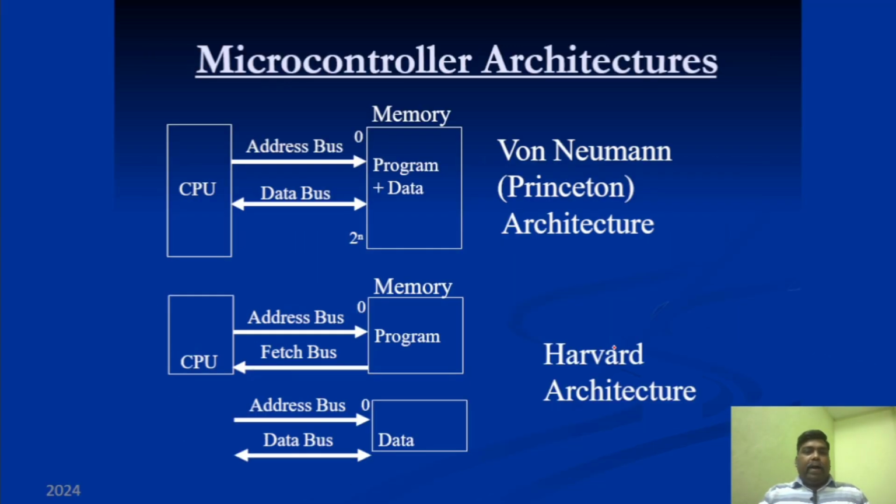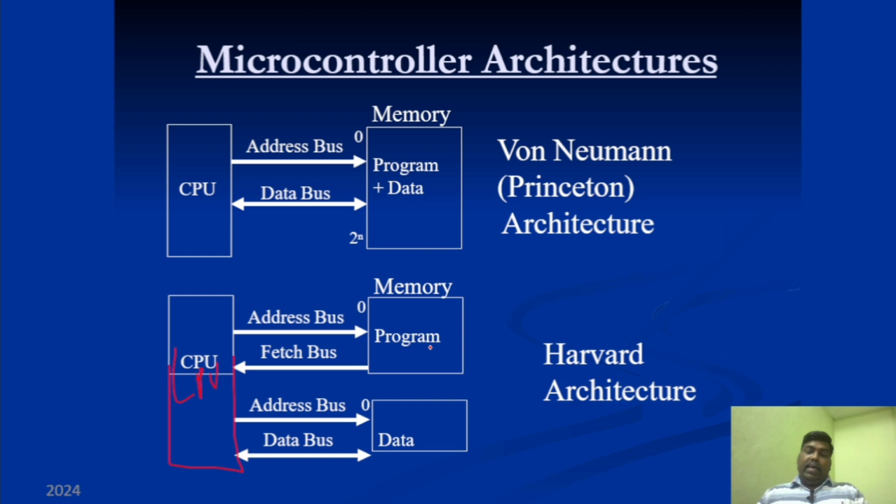And apart from it, this is the diagram which speaks about the von Neumann and Harvard architecture. Actually, this is a bit wrong, so it should come like this. This entire thing is the CPU, right? So you can see the difference between von Neumann and Harvard architecture. Von Neumann can also be called Princeton architecture, where you have a CPU and a single memory which has both program and data, right?